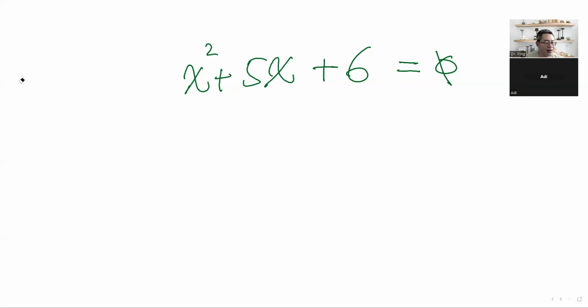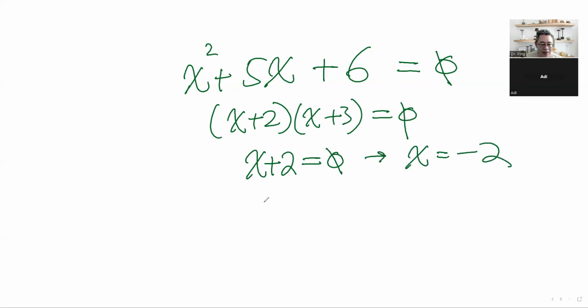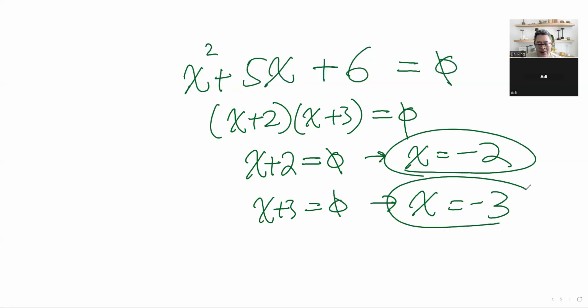So we can make that into x plus 2 times x plus 3 equal to 0. So therefore, x plus 2 could be 0, and that gives us x equal -2. And x plus 3 can be 0, that gives us x equal to -3. So we got those two answers here. So this is called solving quadratic equations by factoring.